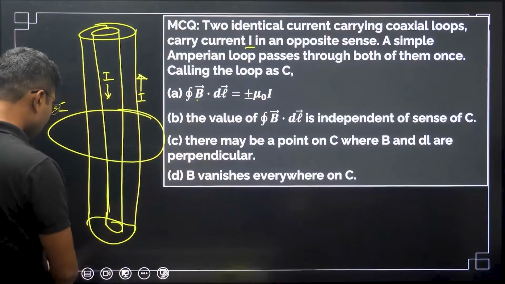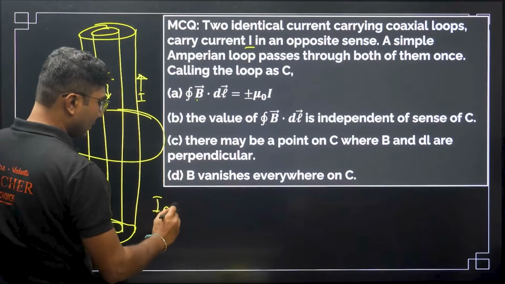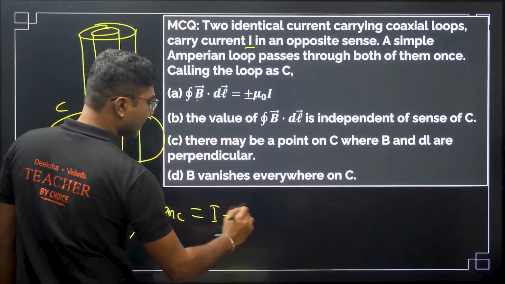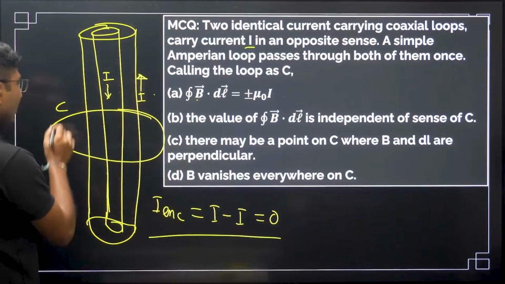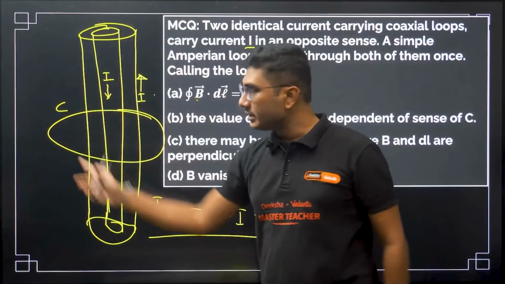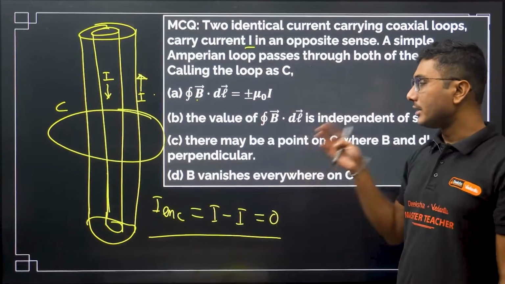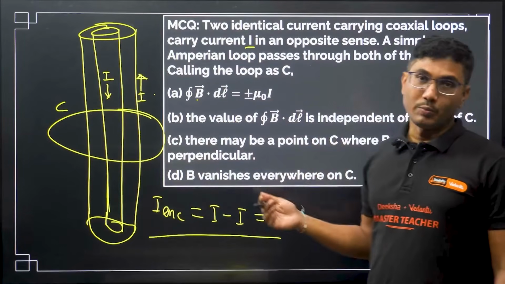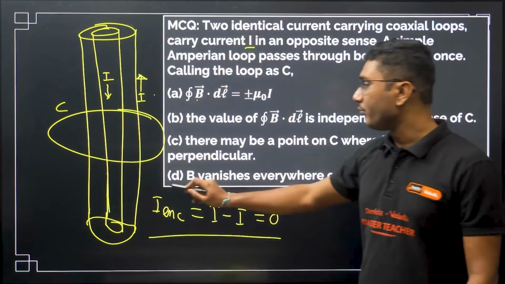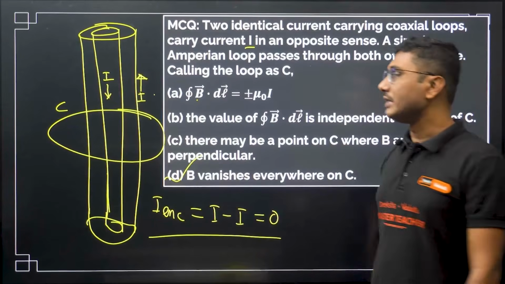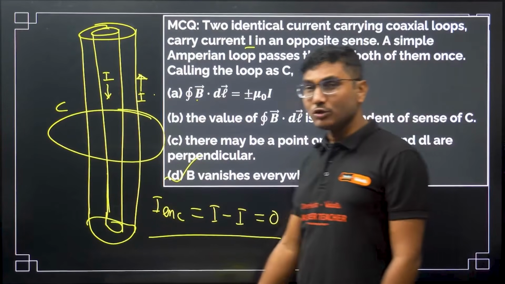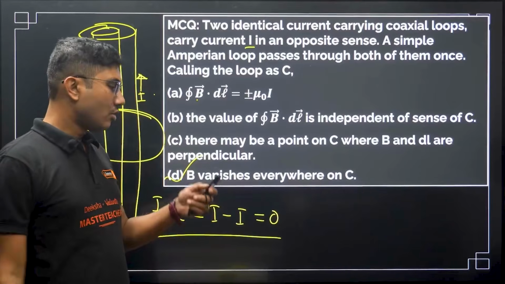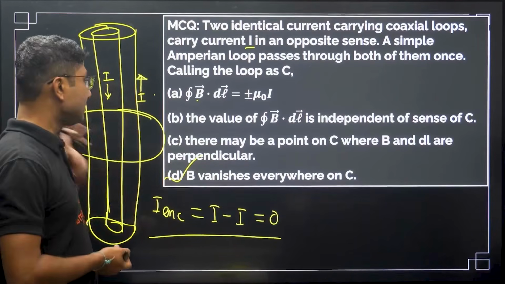What is the current enclosed over here? Suppose this one is positive, then this one will be negative. So I minus I, that is 0. So the total current enclosed by this Amperian loop is 0. It does not matter where you go on C, B will be 0, because the currents are in the opposite direction. So B vanishes everywhere on C. Why? Because B dot dl equals mu naught I, so it is 0. dl cannot be 0, so the only thing that can be 0 is B. So B will be 0 on this line.